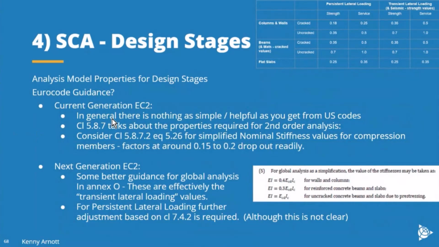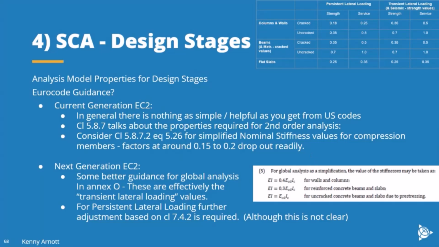If I turn to another guide, the Eurocodes, the current generation of Eurocodes actually says very little in terms of simple general guidance. There is information in clause 5.8.7 and so on, where, if you work through that clause and play around with the numbers, you'll get a nominal stiffness value for compression members, which drops out at around 0.15 to 0.2. So seemingly lower than the ACI guidance. But it does fit in a way, if you're thinking of that as a sustained loading condition.